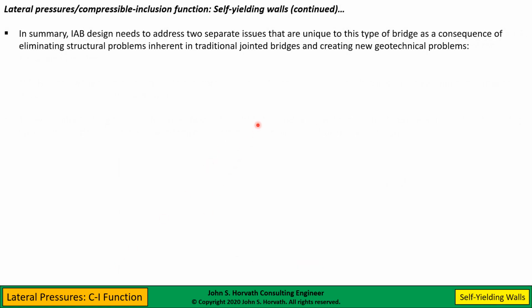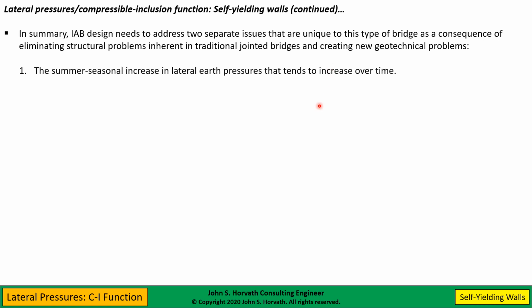Well, bottom line is that the integral abutment bridge design concept needs to address two separate issues that are unique to this type of bridge as a consequence of eliminating the traditional bearings and expansion joints and creating these new geotechnical problems. Number one needs to address the fact that the summer seasonal increase in lateral earth pressure will increase over time. It's not enough to say, as has been done historically, okay, it'll increase in the summer, it'll be this or that. That's the end of it.